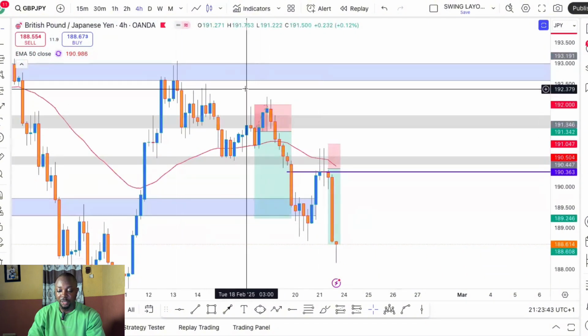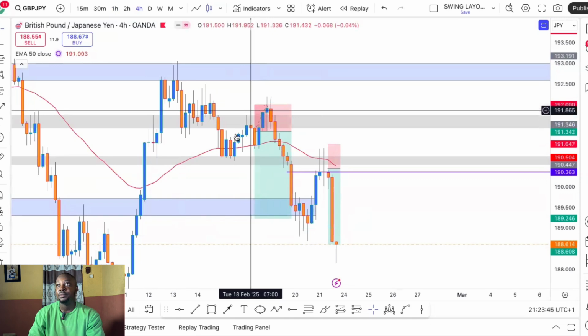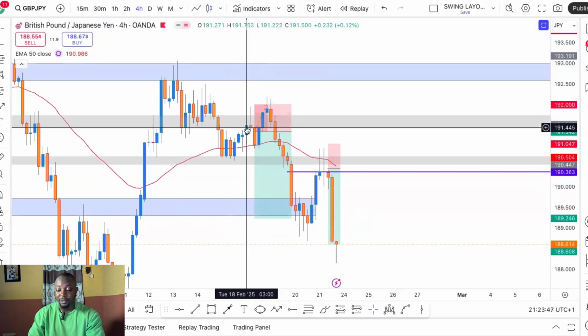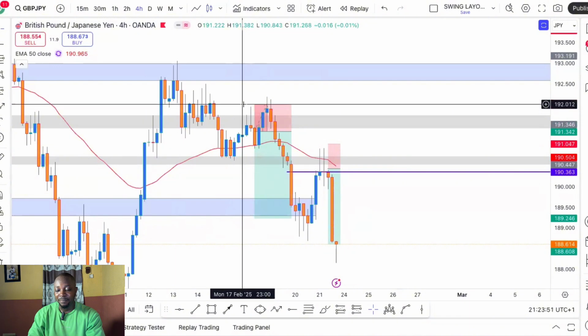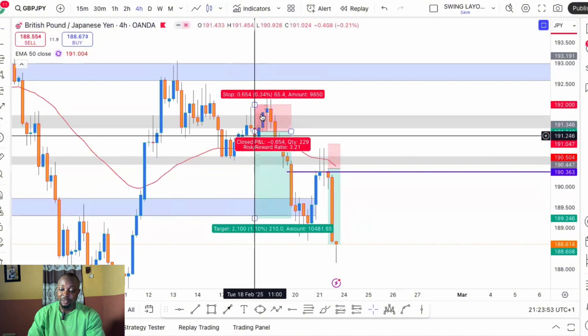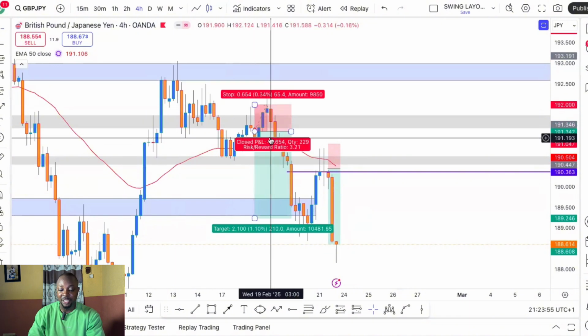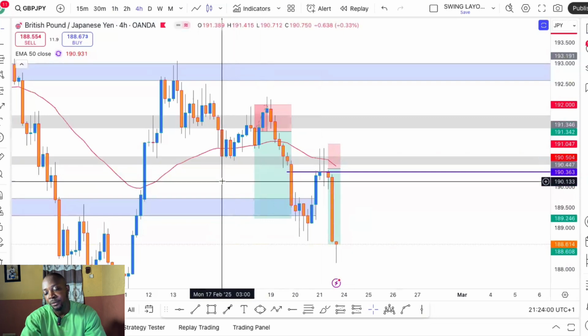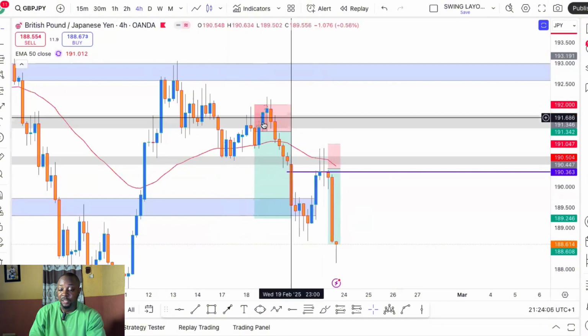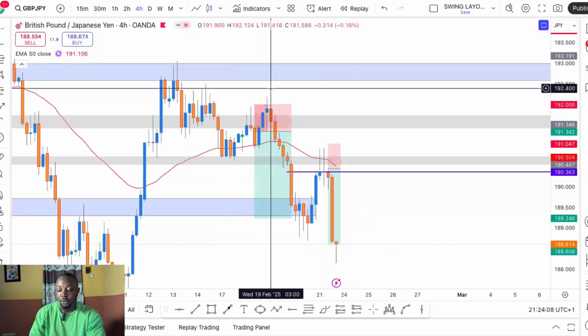After this shooting star, this evening star, this shooting star over here was where I placed my entry. My stop loss was like 10 pips above this. The market came, took me out. I should have entered again here, but I just didn't want to risk it again. I don't know. I should have entered again here, but I took this loss.